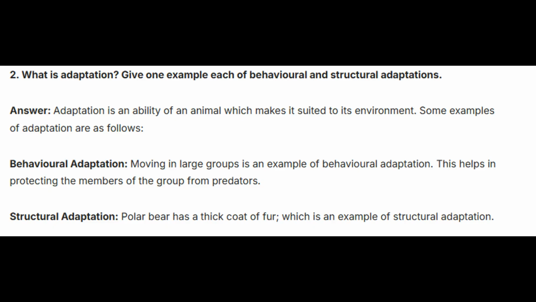Answer. Adaptation is an ability of an animal which makes it suited to its environment. Some examples of adaptation are as follows. Behavioral adaptation: moving in large groups is an example of behavioral adaptation. This helps in protecting the members of the group from predators. Structural adaptation: polar bear has a thick coat of fur, which is an example of structural adaptation.